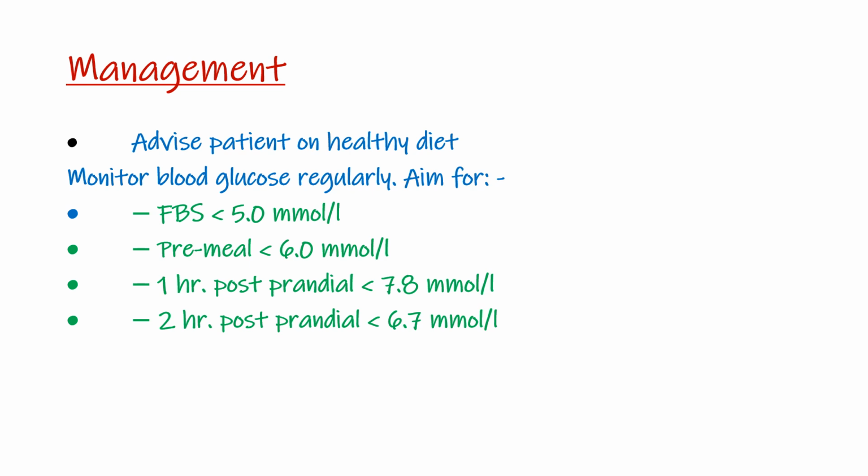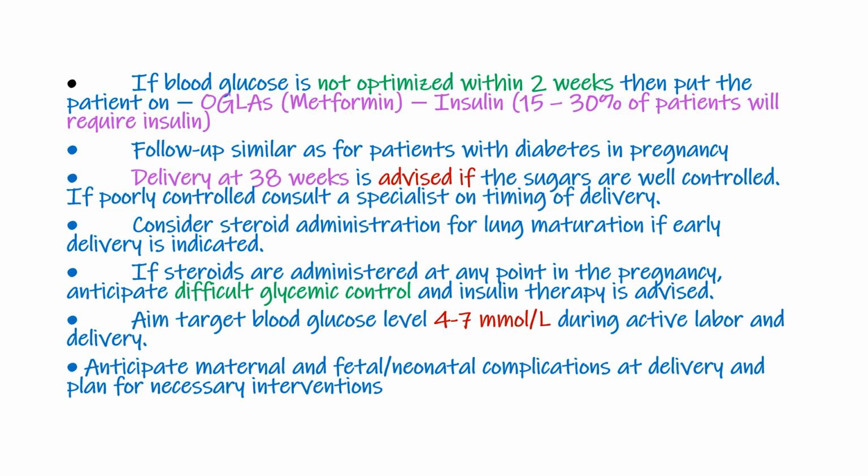Can we increase the insulin? Can we remove this drug? Can we increase this drug? If the blood glucose is not optimized within 2 weeks of eating healthy and exercise, then you put the patient on oral glucose drugs that include metformin, or insulin. 15 to 30% of the patients will require insulin, as you said before.